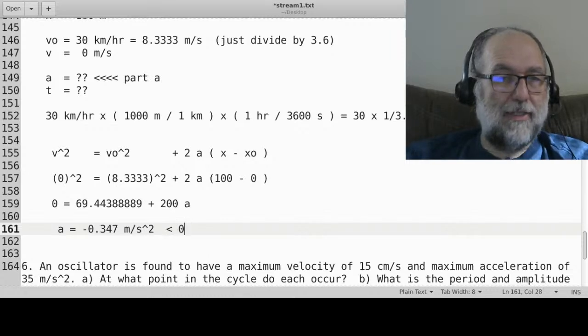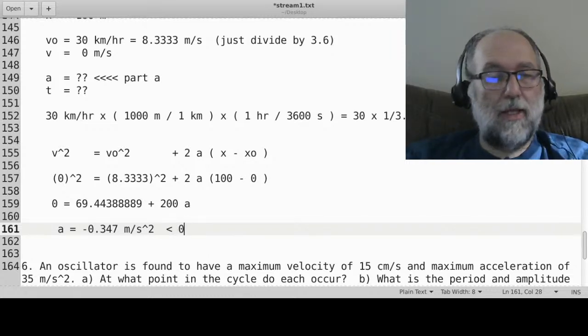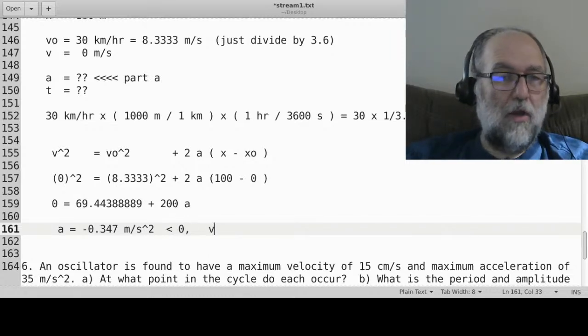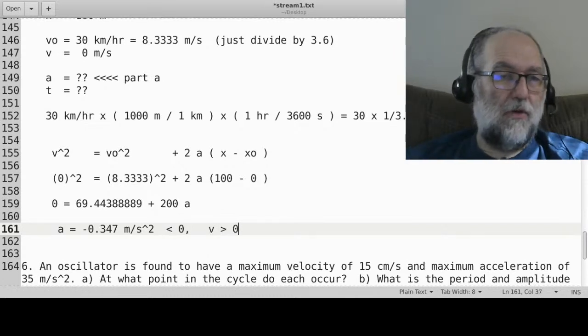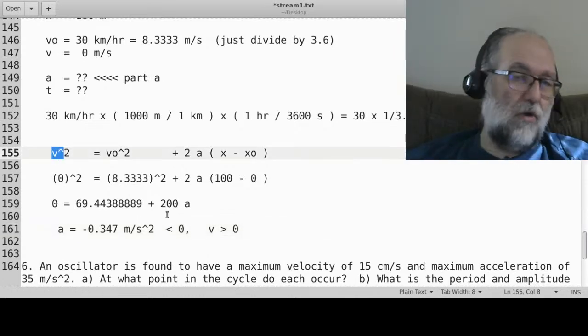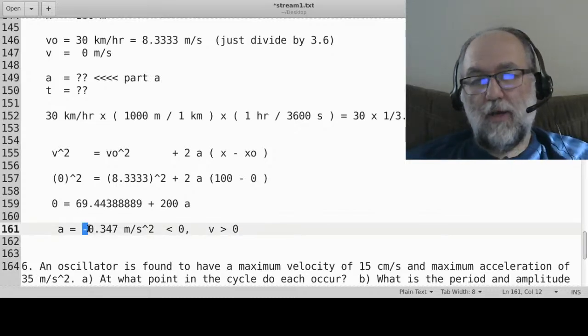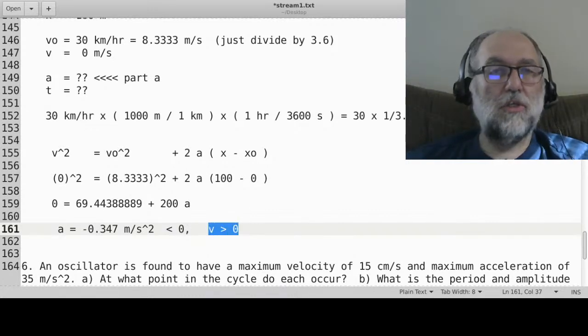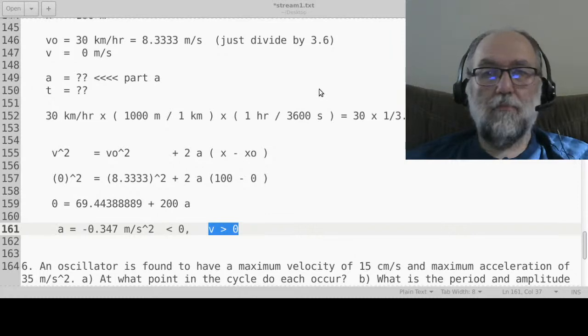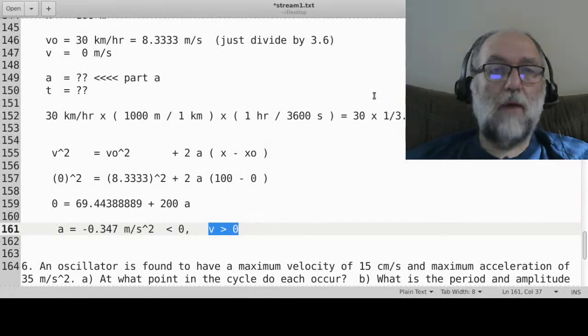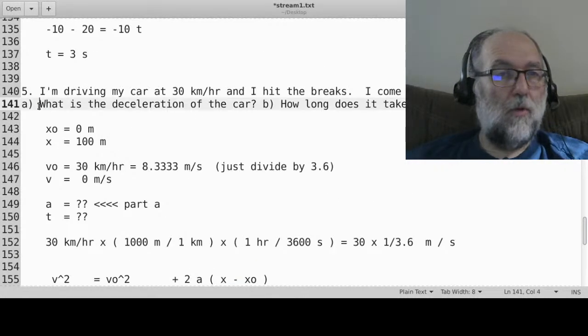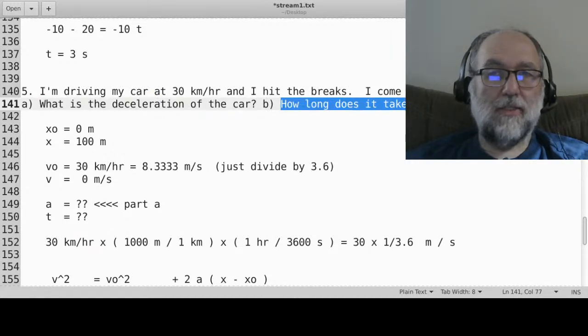Notice that that number is less than 0, so a is negative, whereas the velocity is bigger than 0. The final velocity is 0, but until you stop, you've got a positive velocity, and whenever you have acceleration in one direction and velocity in another direction, you have deceleration. Well, that was part A. What is the deceleration of the car? And another one is, how long does it take me to stop?